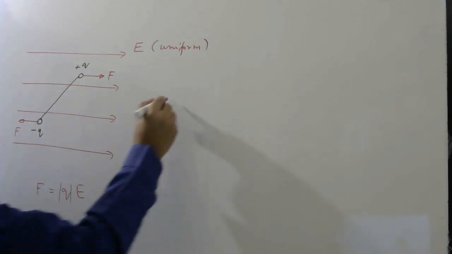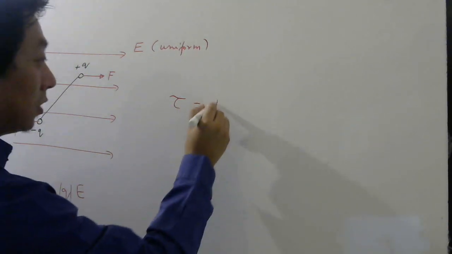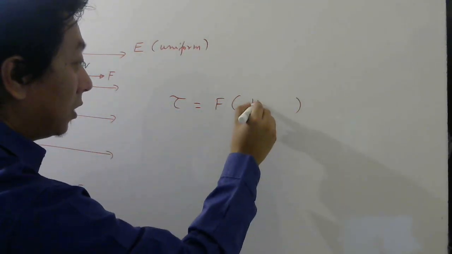Now, the formula for torque is: multiply one of the forces with the perpendicular distance.